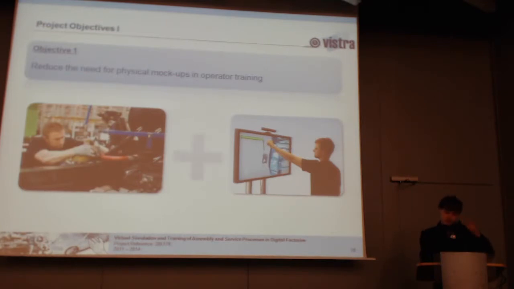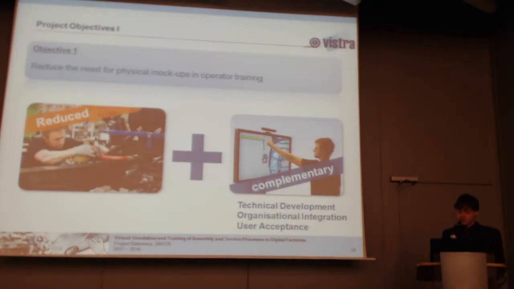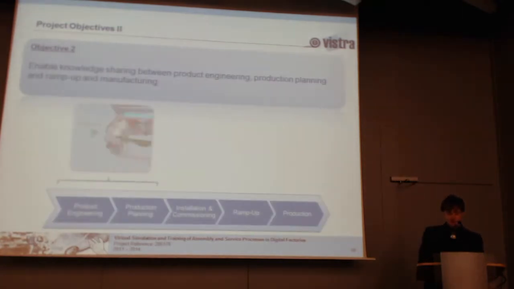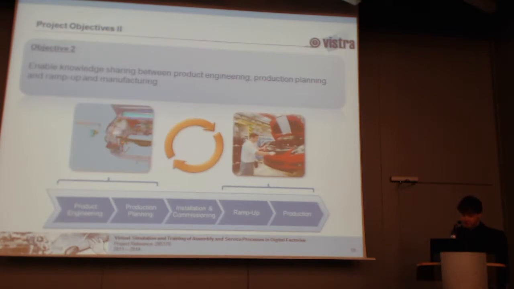So the aim is basically to reduce the need for physical mockups and to complement physical mockups by virtual training. And we are looking not only at the technical development of this virtual training, but also at the organizational integration and the user acceptance. And the second goal is what I have said before. How can we bring manufacturing and product design together? How can we share information from white-collar workers to blue-collar workers on the shop floor? And we think we also show here a tool which is able to do that.